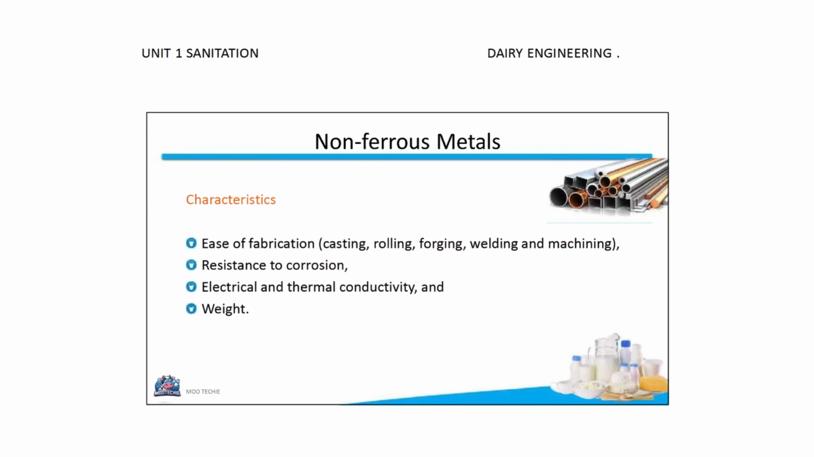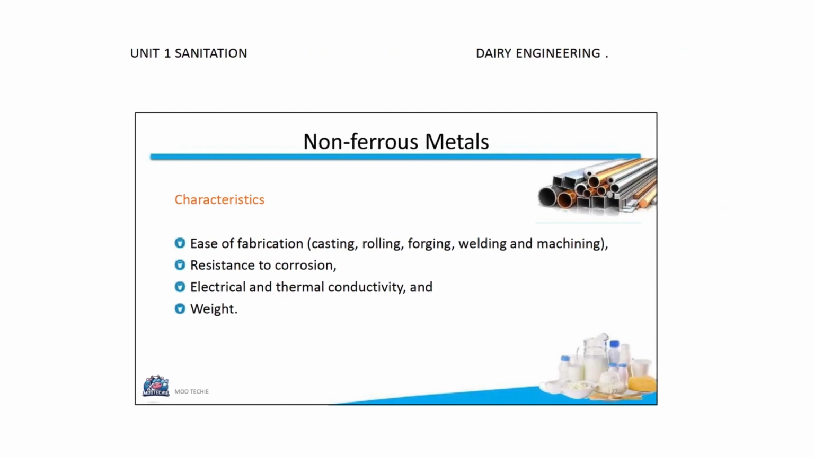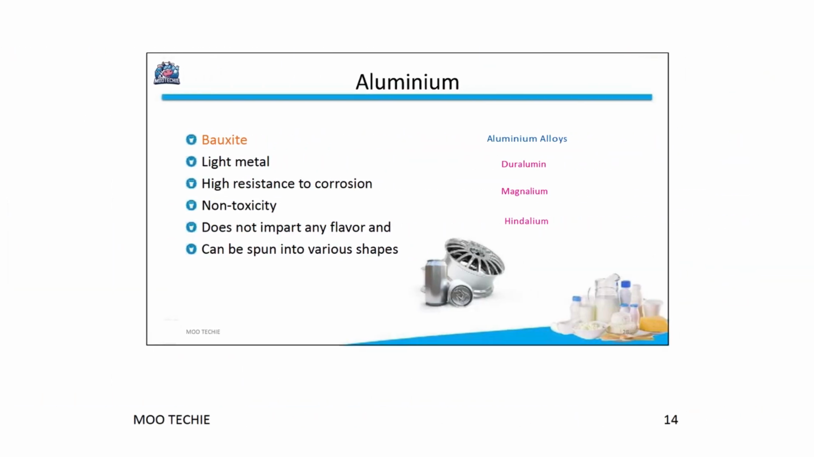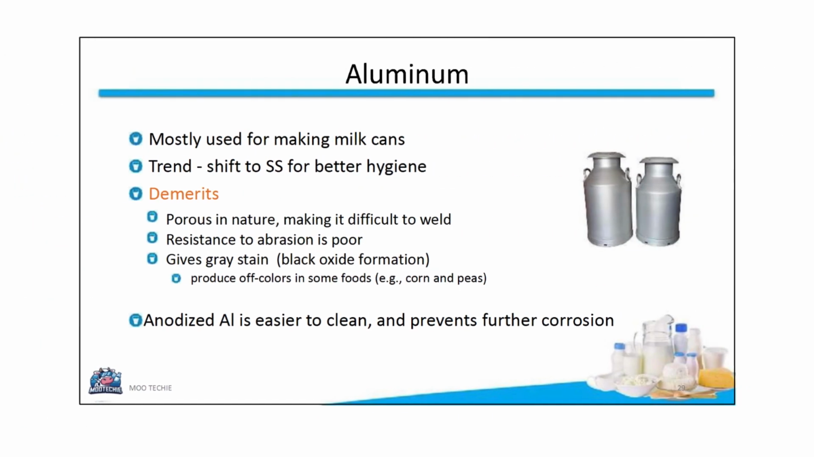We also use non-ferrous metals like aluminum, prized for being light, corrosion resistant, non-toxic, and not imparting flavor. It's mostly used for milk cans, though the trend is shifting to stainless steel for better hygiene. Aluminum can be porous, difficult to weld, has poor abrasion resistance, and can give a gray stain. Anodized aluminum is easier to clean.